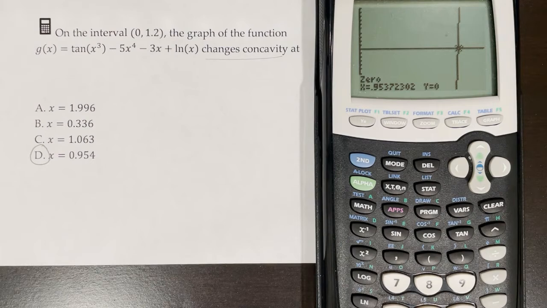I do have a video with more examples of graphing calculator problems if you want to practice more of those.